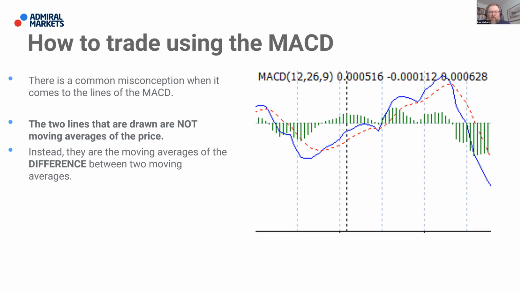So there is a common misconception when it comes to the lines on the MACD. The two lines that are drawn are not moving averages of the price. That's very important to remember. Instead, they are the moving averages of the difference between two moving averages, which might sound a little bit confusing to new traders, but you just want to make sure that you're aware of that. The 12 and 26 is not a moving average of price. Instead, they're moving averages of the difference between the two moving averages, and that becomes important in terms of how we see the MACD displayed upon our charts.